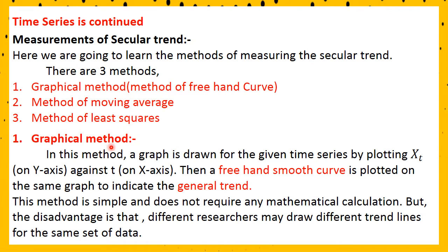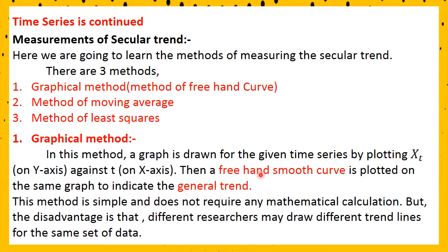First one, graphical method. In this method, we will draw the graph of the given data by taking time on x-axis and measurement, that is xt, that is the value of the variable to the corresponding time t, along y-axis. Then after drawing the graph, a freehand smooth curve is plotted or drawn on the same graph to indicate the general trend, that whether it is positive trend or negative trend or upward trend or downward trend.